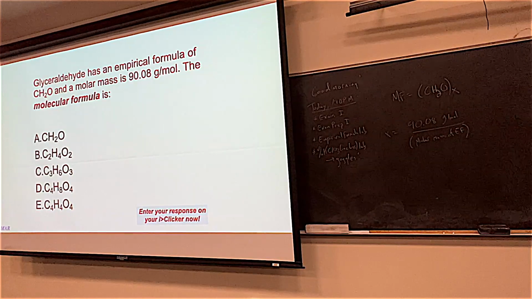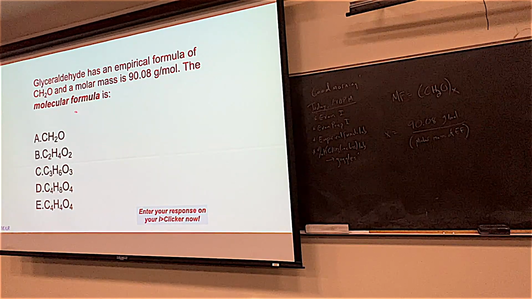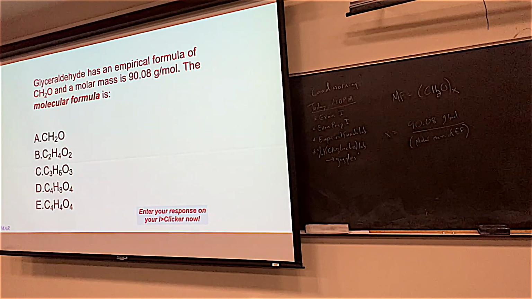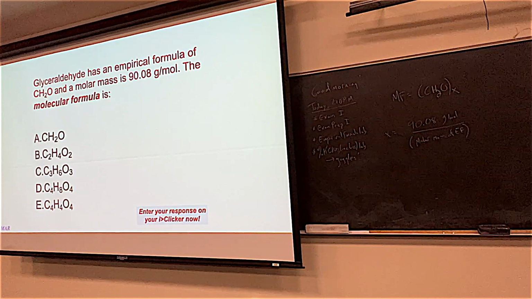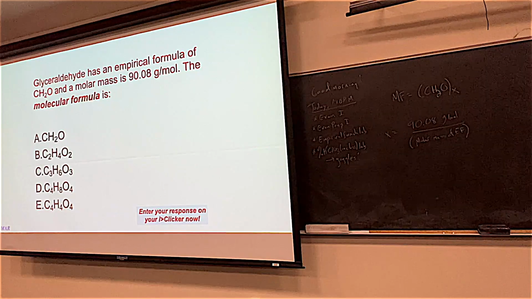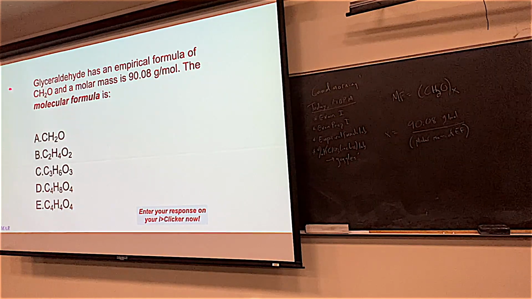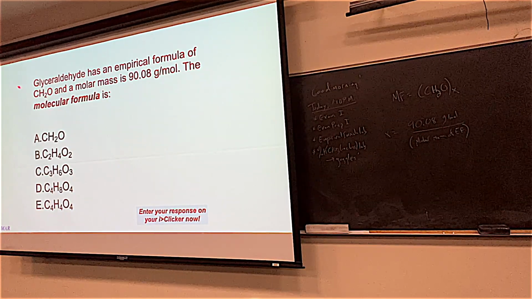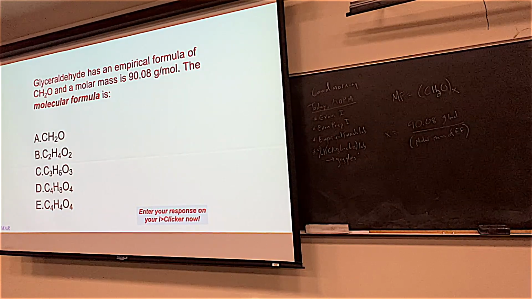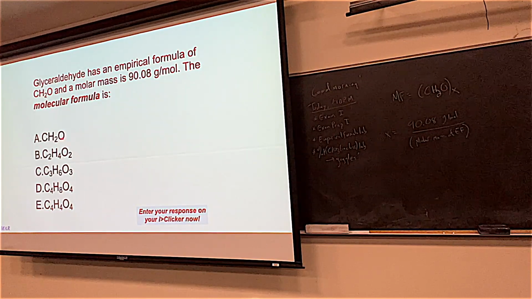Molecular formulas are always an integral number of empirical formulas. And so what I mean by that, if you have CH2O and you take it one time, that would be CH2O, and that is a valid molecular formula. But it could also be CH2O taken twice. So that would be C2H4O2. Or it could be taken 3 times, C3H6O3, etc., etc. So A, B, C, and D, if you look at the answers, those are all integrals of CH2O, and those are all totally valid.